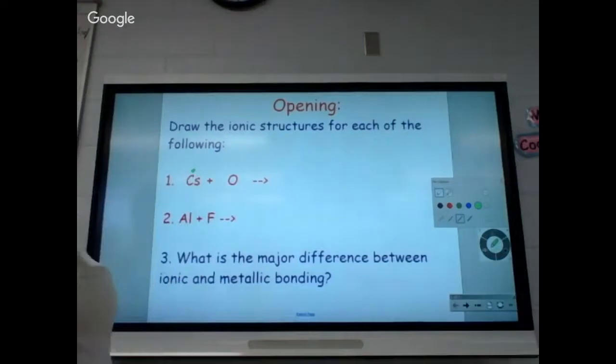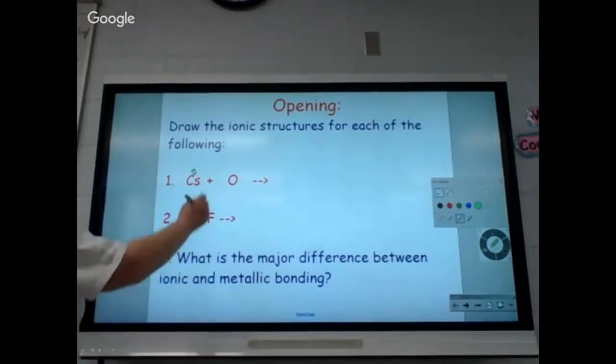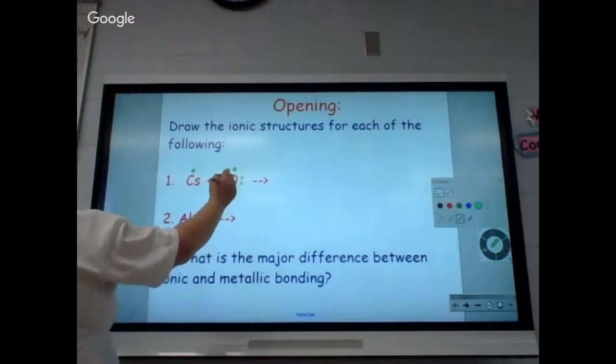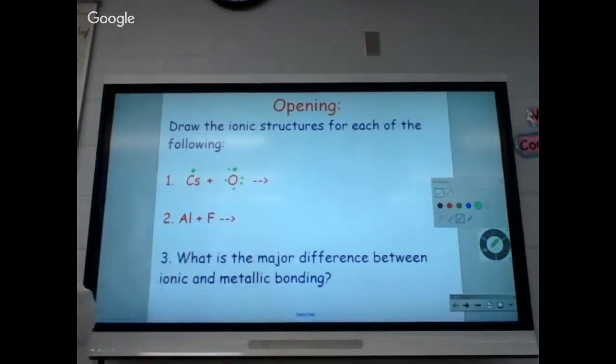How many on O? Okay. As long as you got 6 dots, it's okay. I drew it correctly, but if you didn't, it's all right. All right. What's CS going to do? It's going to lose 1.